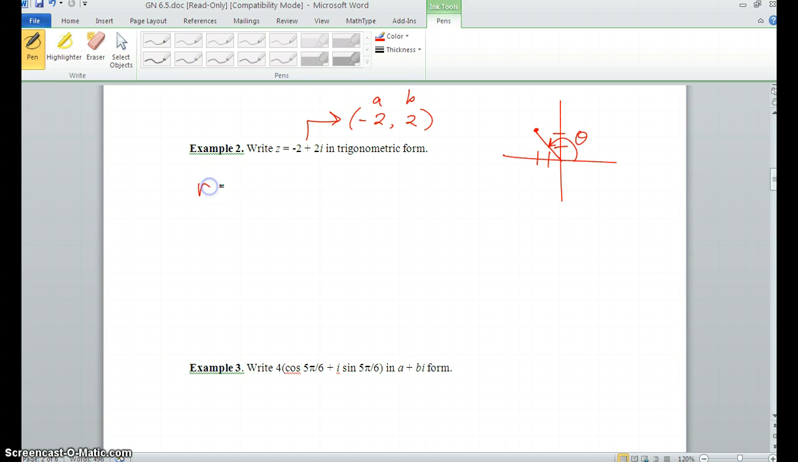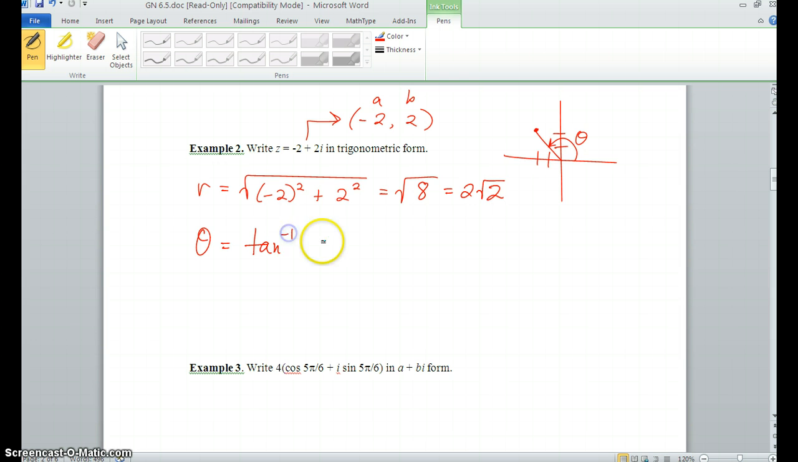R, start with this, equals the square root of -2 squared plus 2 squared, which if we simplify, of course, -2 quantity squared is 4, plus 2 squared 4, 4 and 4 gives us 8, so square root of 8, and I'm going to simplify that to 2√2. Let's find theta. So going back to our fun trig ratio, tangent is opposite over adjacent. We're going to take the inverse tangent of opposite over adjacent.